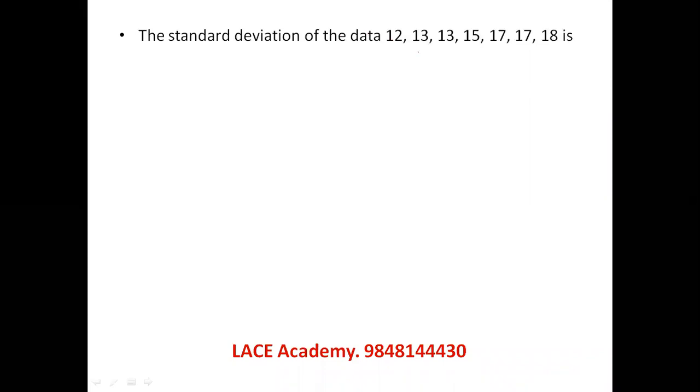The standard deviation of the given data. Standard deviation, first you have to find out the mean. Let's add them. 12 plus 13, 25, 38, 53, 70, 105. For how many values? 7 values. 105 by 7 is 15 is the mean. Let's find the deviations. 3, 2, 2, 0, 2, 2, 3. Standard deviation needs the squares of them. 9, 4, 4, 0, 4, 4, 9.